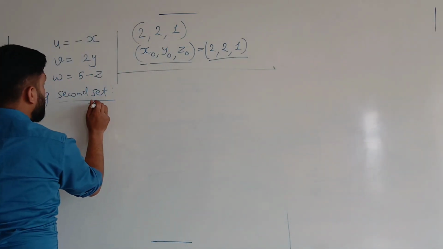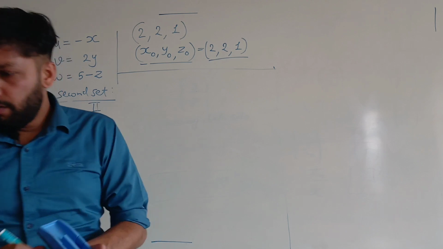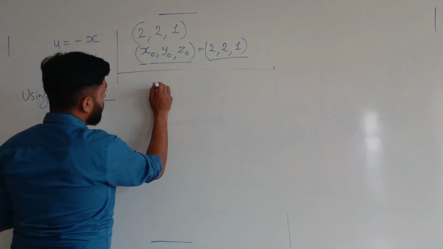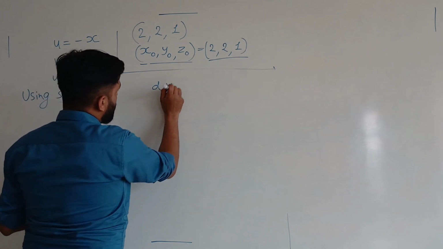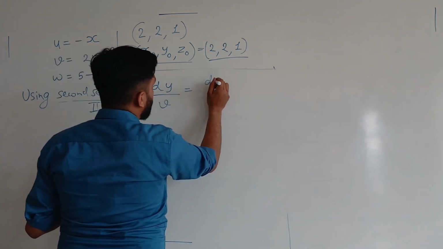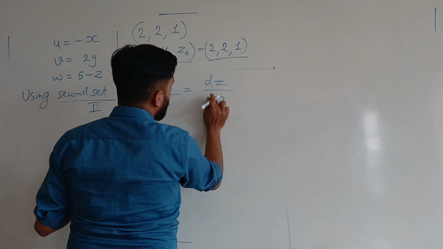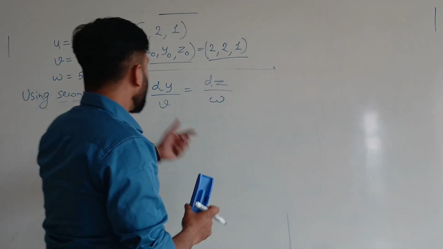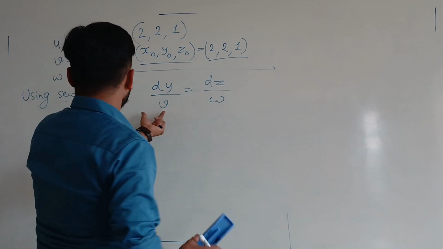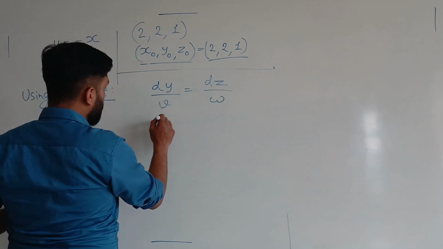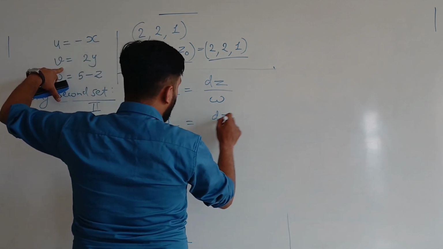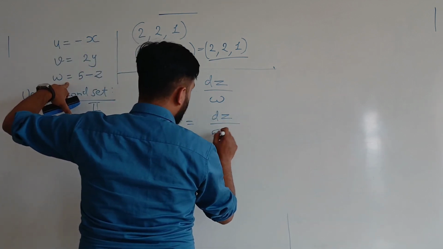Using the second set here, that is dy by v is equal to dz by w. This is the second set in order to find the equation of the streamline. Let's substitute the values of v and w. dy divided by v is dy by 2y, and dz divided by w is dz by 5 minus z.